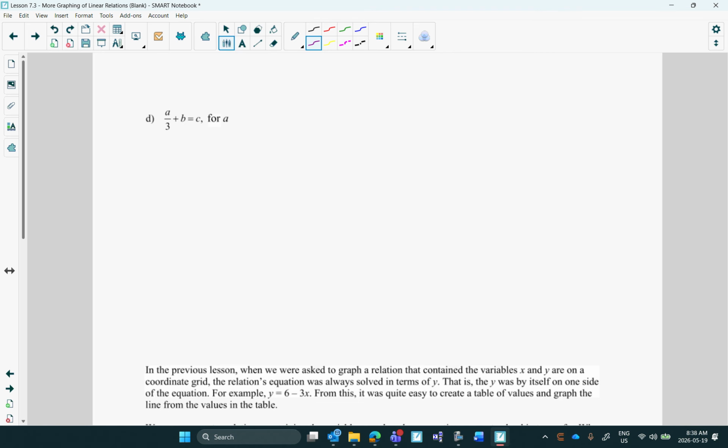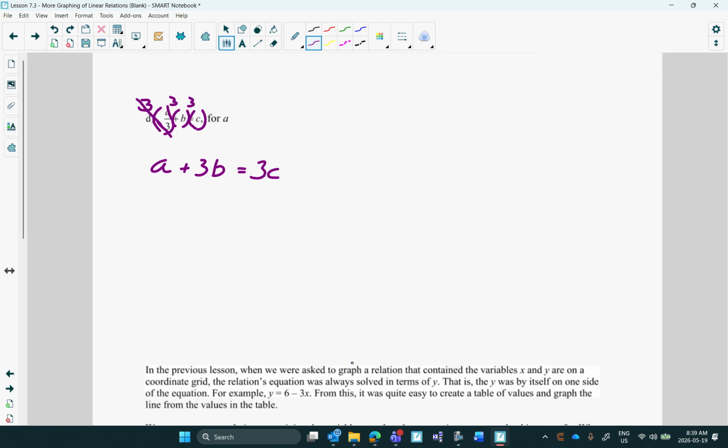Last one. Yes, but there's something I see first, which I really don't like: the fraction. I want to get rid of the fractions. How do I get rid of divide 3? Multiply by 3. And you must do that to everything. Well, 3 divided by 3, they cancel each other out, so I'm left with A plus 3B equals 3C. Still don't have A by itself.